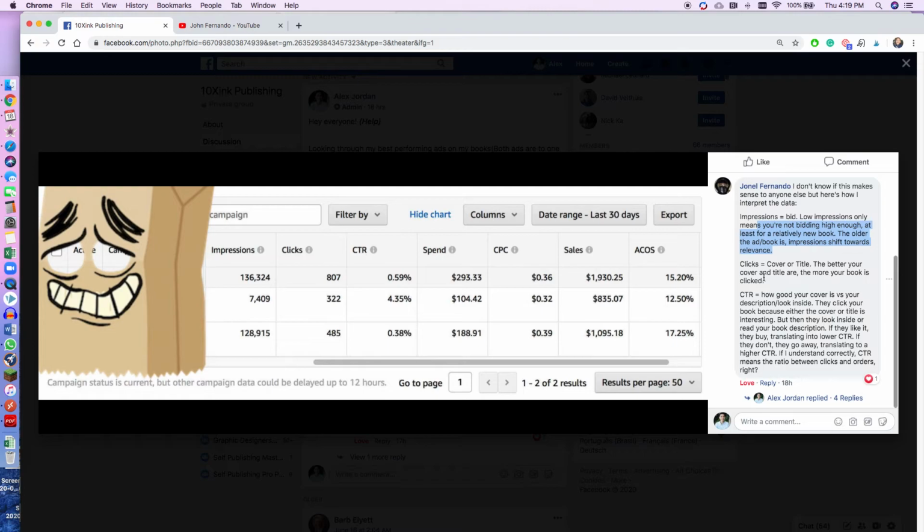Yeah. And let's just say, for instance, it's not. But let's just say I think it is. And by lower, he means higher. It's the opposite. So a 4% click-through rate is much better than a 0.38% click-through rate, just because of how the numbers work. So yeah, I just want to share that with you.